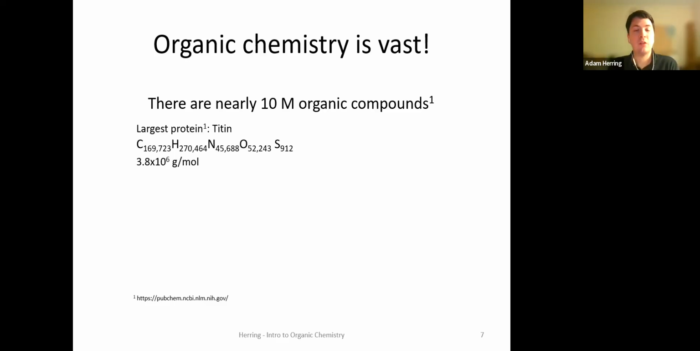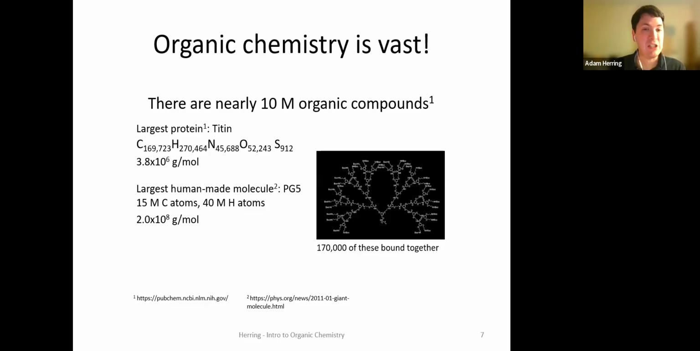One is a protein called titin. This protein has over 160,000 carbons, 270,000 hydrogens, 45,000 nitrogens, 50,000 oxygens, and almost 1,000 different sulfur atoms. And this is just one molecule. It weighs 3.8 times 10 to the 6 grams per mole. That's massive. But it's really nothing compared to the size of what's called PG5.